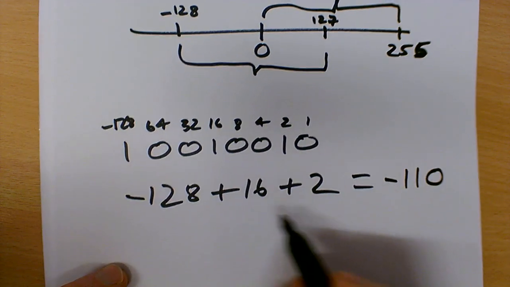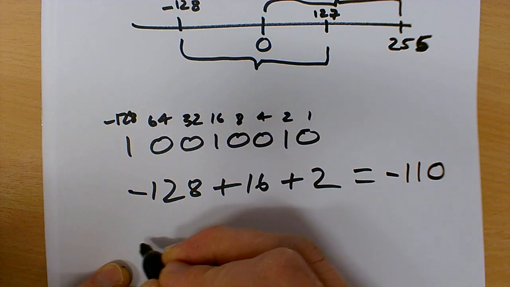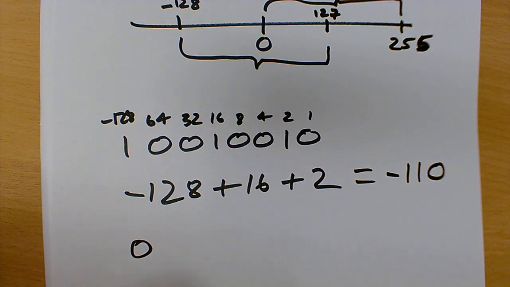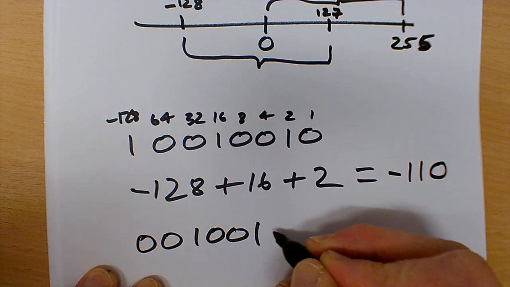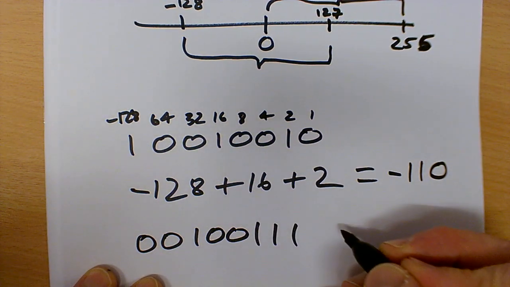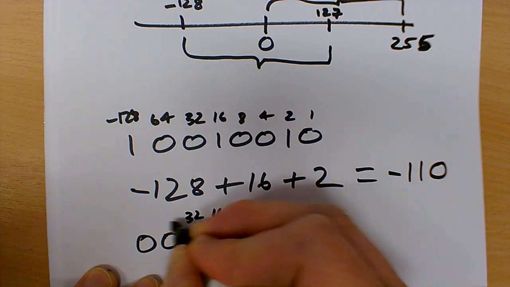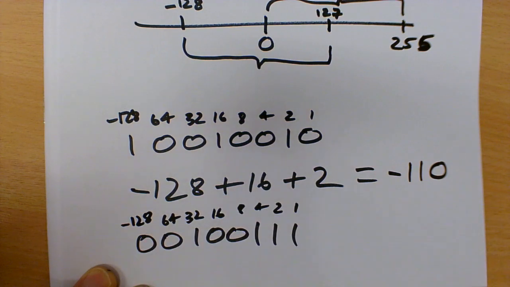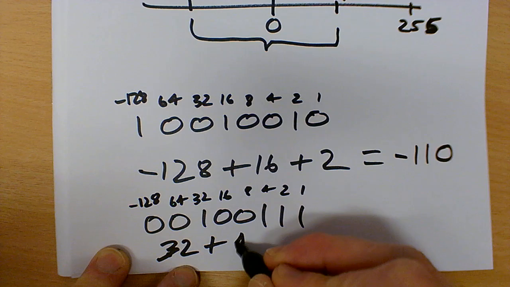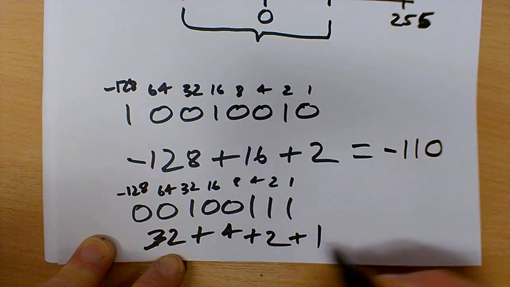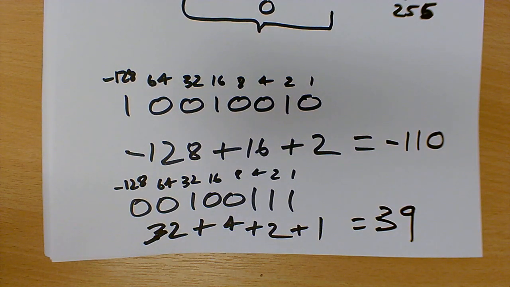And you might get positive numbers that have been stored using 2's complement. That's fine. You just do the exact same thing. You'll always be able to tell it's a positive number because it will have a 0 at the left hand side. Again, we just write our place values: 1, 2, 4, 8, 16, 32, 64, negative 128. And that's 32 plus 4 plus 2 plus 1. Same as usual. 39.